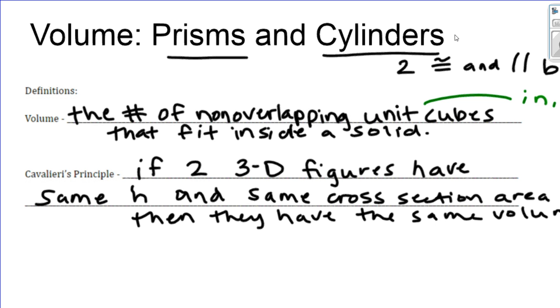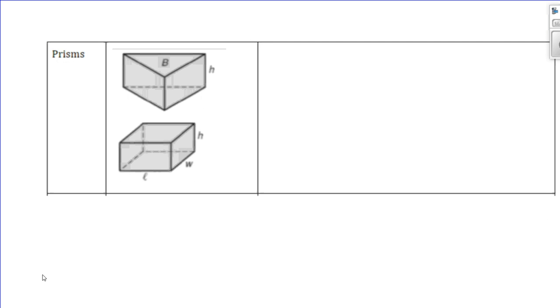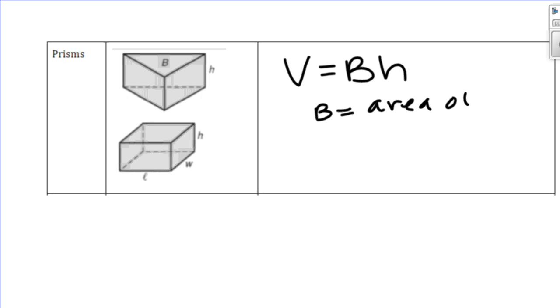Okay, and that cross-section, remember, that's when we're cutting it horizontally, vertically, and creating a figure, a triangle, a circle, a rectangle, depending on what kind of shape that we're talking about. Okay, so for prisms, just two different looks at them here, your triangular prism and your rectangular prism. Both are going to have the same volume formula, which is on your formula sheet: the big base, B, times the height, which is just the area of the base.